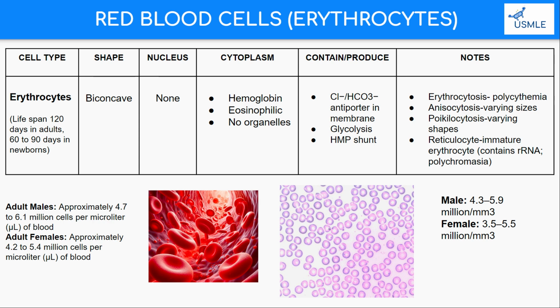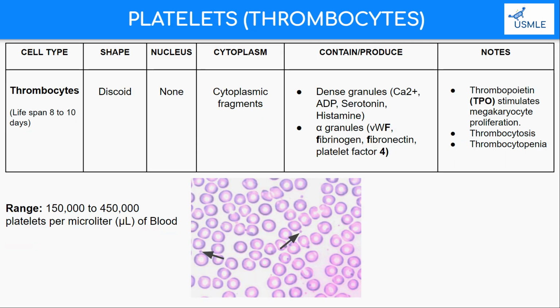Although lab ranges are given, it is always handy to learn them as it saves a lot of time. You can see how the ranges may present in various question banks or NBMEs. Also note the terms erythrocytosis, anisocytosis, poikilocytosis, and reticulocytes. Similarly, for platelets, I will highlight the fact that platelets are cytoplasmic fragments which contain dense granules and alpha granules. You should know the 4 F's in alpha granules. These include the factor 8 von Willebrand factor, fibrinogen, fibronectin, and platelet factor 4. Note that thrombopoietin stimulates the production and differentiation of megakaryocytes.